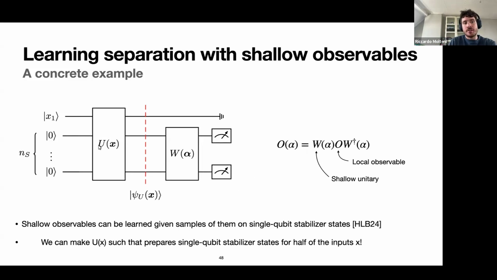Then I make this U of X the same as before. If X1 is zero, this U of X will prepare, on the NS register, a single-qubit stabilizer state, and then I have a training sample for this unknown W alpha on this state. Whereas if X1 is one, this will perform a BQP-complete computation on this NS qubit. So again, if I sample random X, a classical algorithm cannot be correct for the X for which X1 is equal to one, whereas a quantum algorithm can use the training samples where X1 is zero to learn this W alpha, and then is able to compute this observable on every input state.